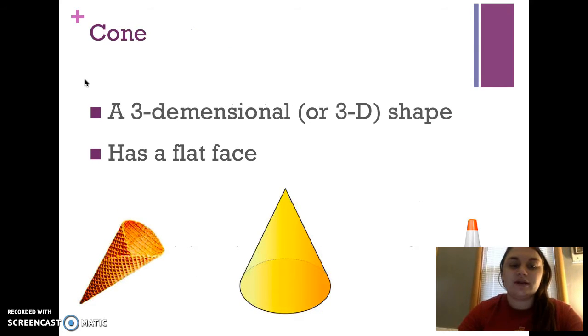A cone is a 3D shape and it has a flat face. I would tell my students that the flat face means that that's where the cone sits. And I put an ice cream cone to represent that and a construction cone.